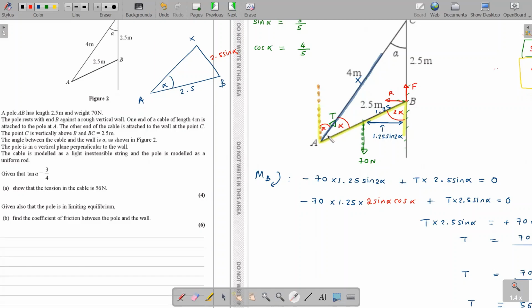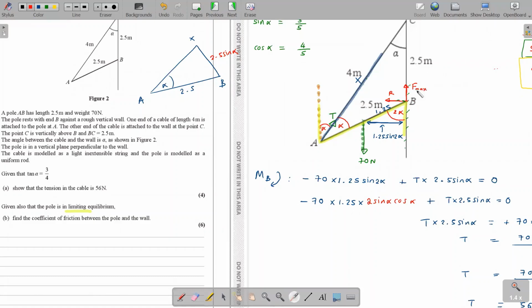The next thing we do for equilibrium is, they do use the word here, limiting equilibrium. So what is the difference between normal equilibrium and limiting equilibrium? In limiting equilibrium, your object is about to move, which means you have maximum friction. In just equilibrium, the friction is less than or equal to F max, while in limiting equilibrium, the friction you have is directly the F max. So F max means the mu R friction, the maximum friction.